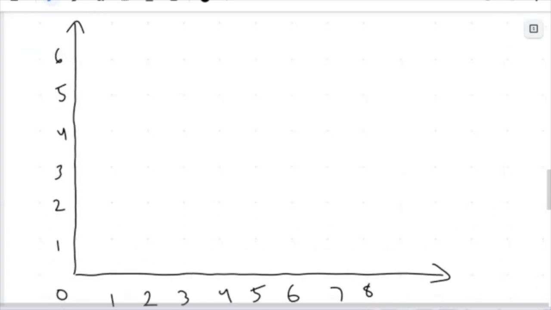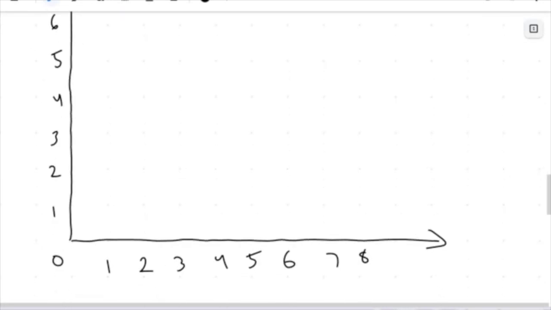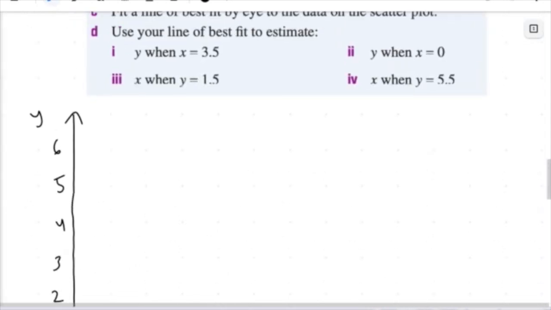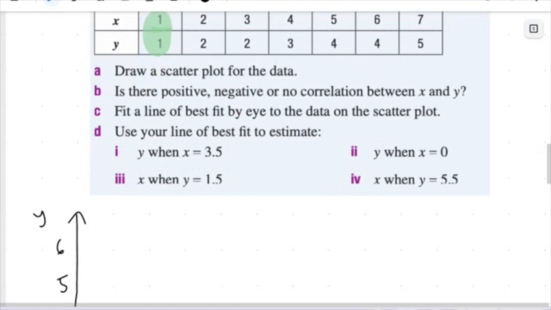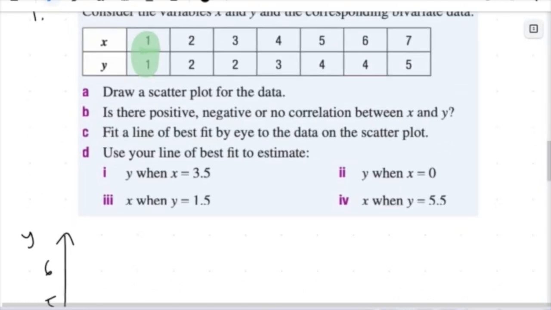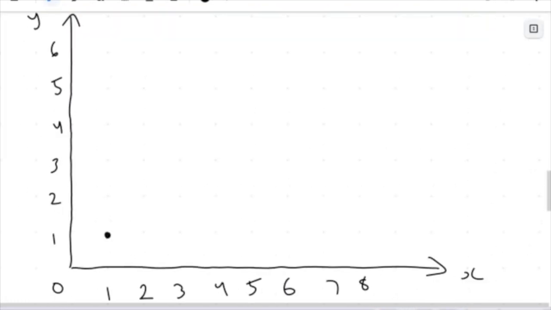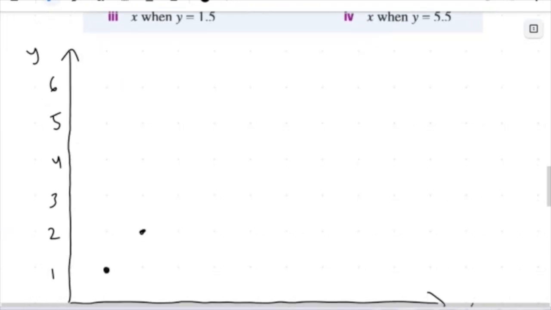So I've come up with a little xy axis here, and we want to plot all of these points on here. Now, the first one is 1, 1. So when x is 1, y is 1. So that's going to go here. And we have 2 and 2. When x is 2, y is 2. That's a different point. We also have the next one here. When x is 3, y is 2 as well.